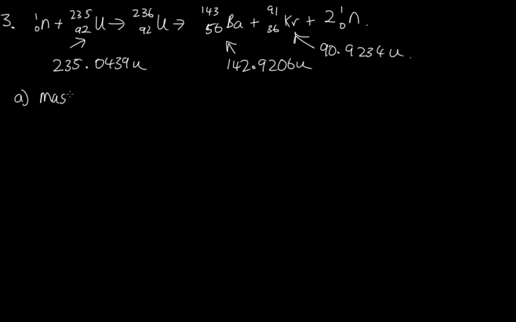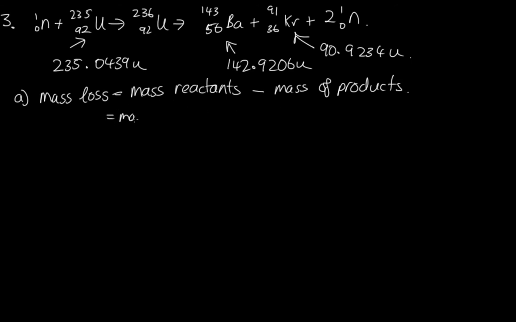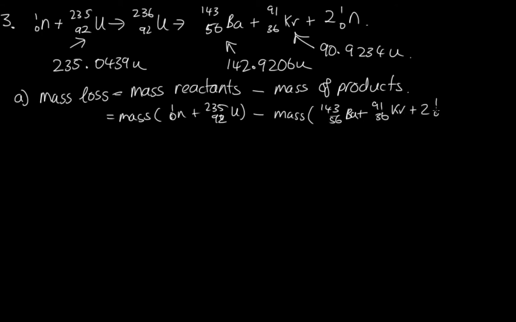So the mass loss is equal to the mass that we start with, so the mass of, let's call them the reactants, minus the mass that we end up with, so the mass of the products. So this is equal to the mass of the neutron plus uranium-235 minus the mass of barium-143 plus krypton-91 plus 2 neutrons. Now this neutron will cancel out one of these neutrons here.